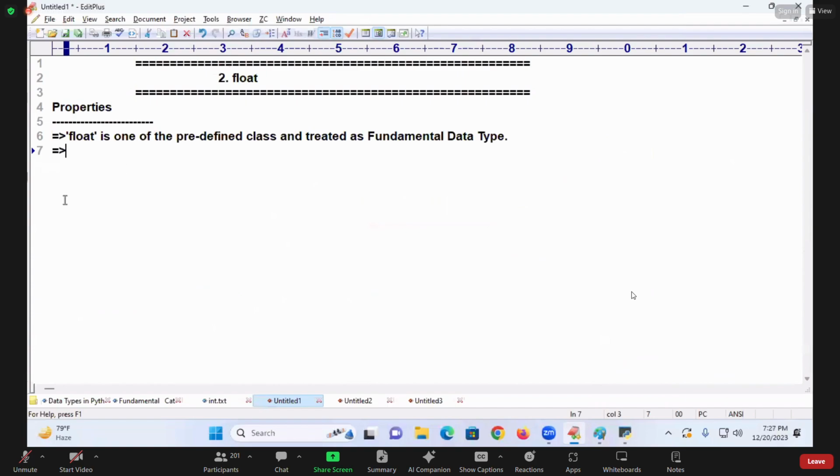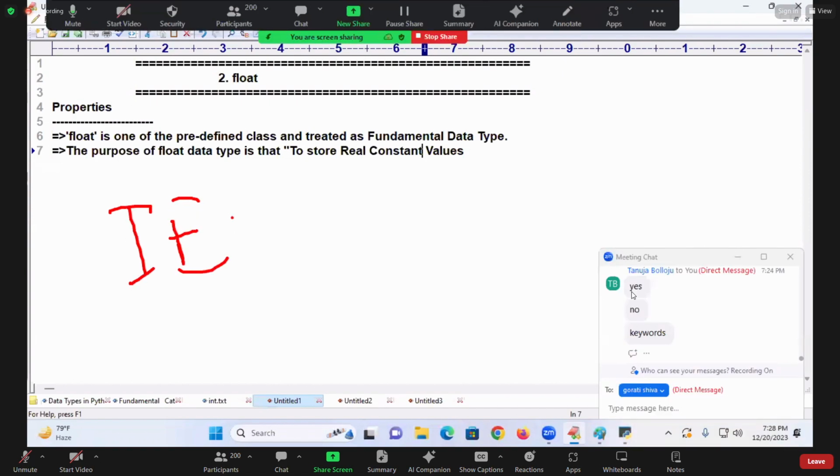Well, come to that. What is the use of this float data type? Now I am writing the next step. The purpose of the float data type is to store real constant values. It uses IEEE 754 calculation. Of course, it is too early to discuss that type of thing with you. IEEE. Have you heard about this IEEE? What is IEEE?